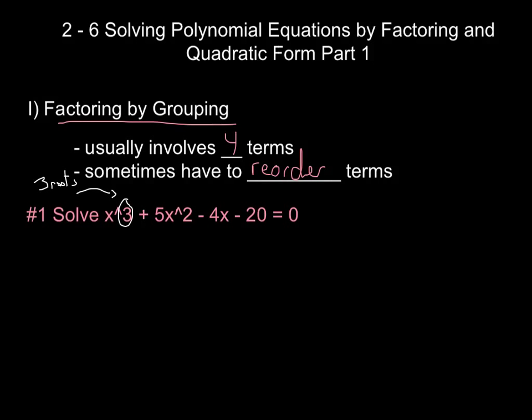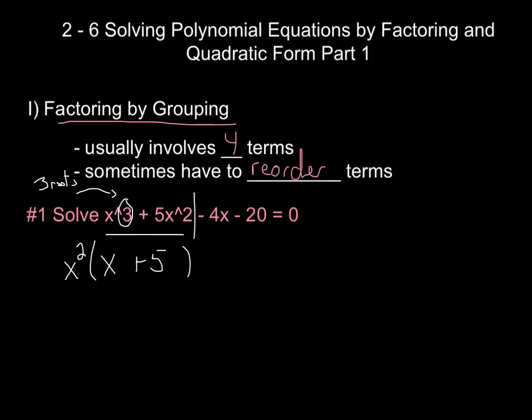When you group, you take the 4 terms and you split them right down the middle. And then you look at just the first side. And you ask yourself, what's the GCF of the first side only? Well, they have x squared in common, so pull out x squared. That leaves you with x plus 5.